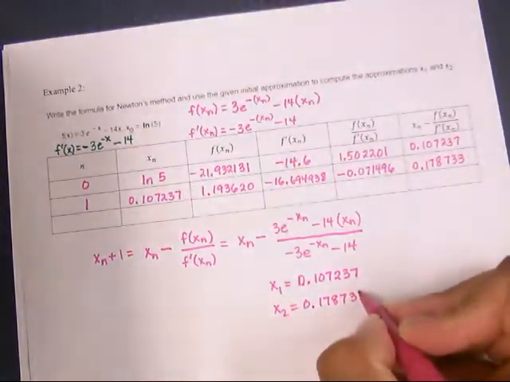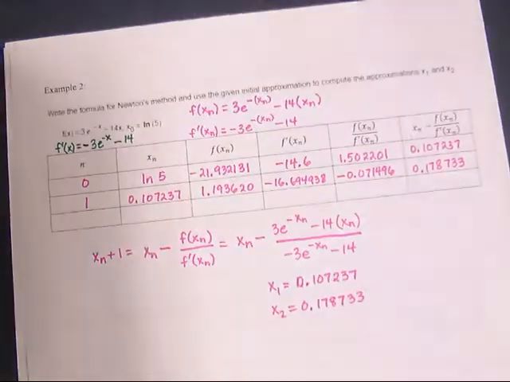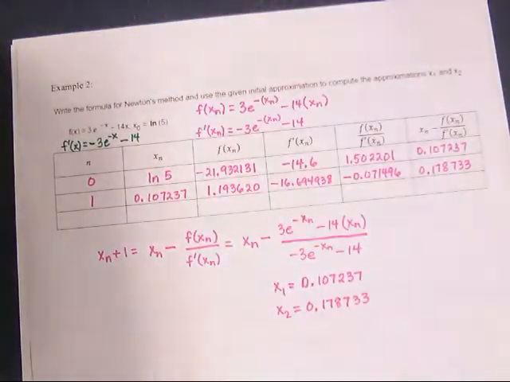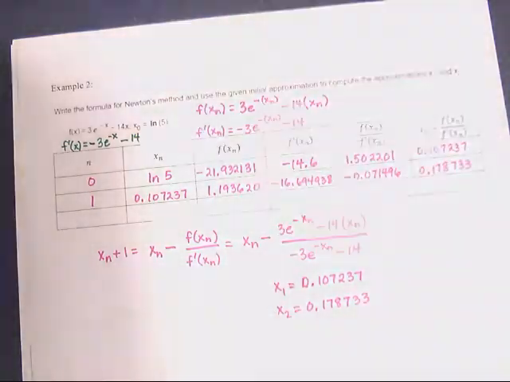And we're done right here with that problem, because we only want the approximate x1 and x sub 2 for that particular function. Okay.